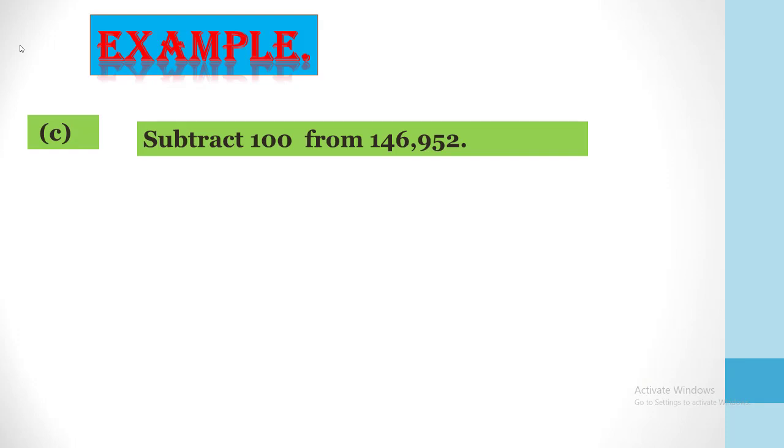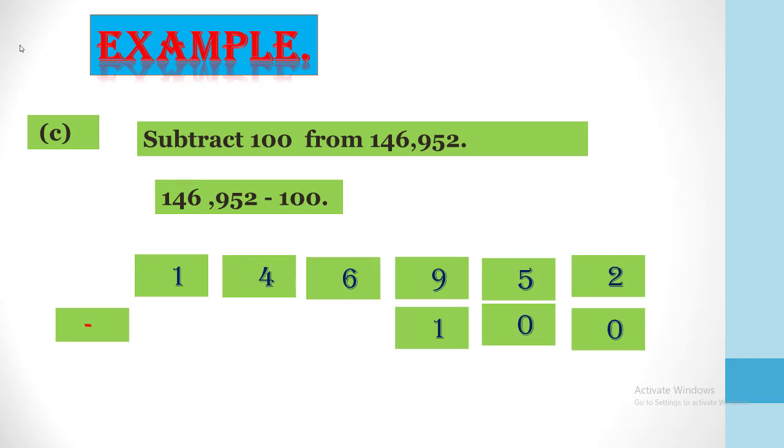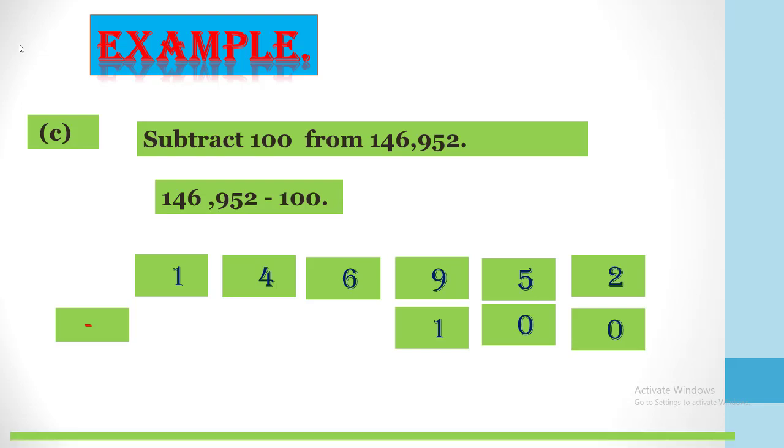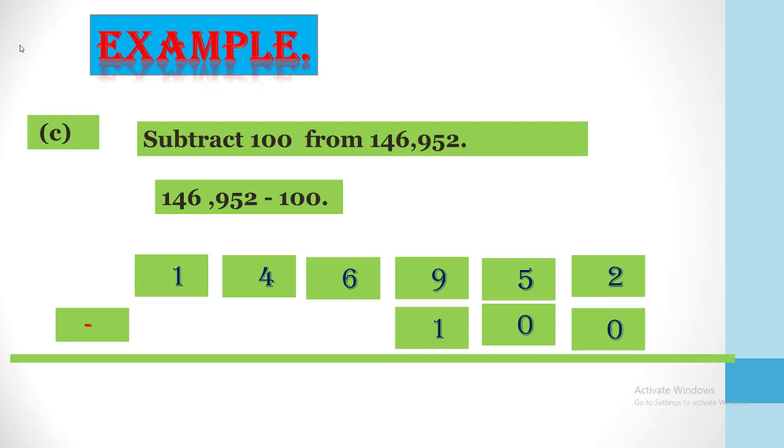We have to subtract 100 from 146,952. Write them vertically. When we subtract 100 from 146,952, we have to proceed with the procedure. 2 minus 0 will be 2. 5 minus 0 will be 5. 9 minus 1 will be 8.